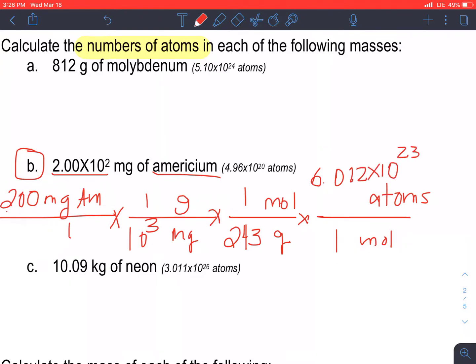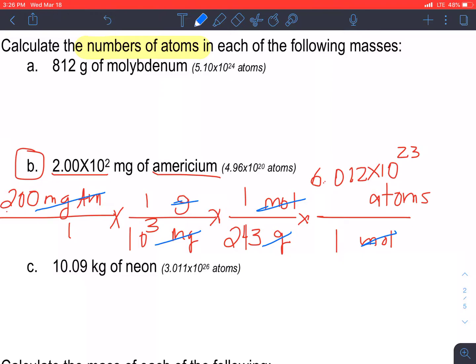And then 1 mole of Am contains Avogadro's number of atoms. Now, let's double check that our units cancel out. So look, milligrams, milligrams, we go top to bottom. Grams, grams, moles, moles, and we're left with atoms. That's the desired units. We multiply everything on top. We only need 2 significant figures in our answer.